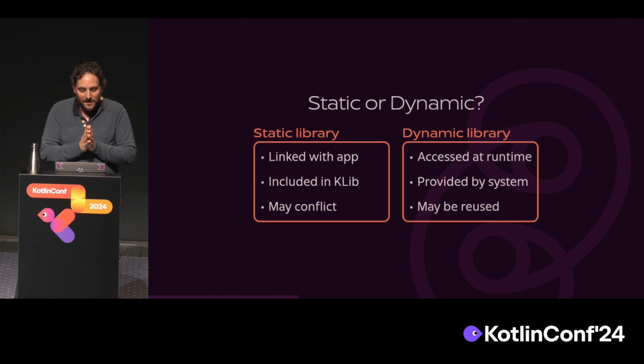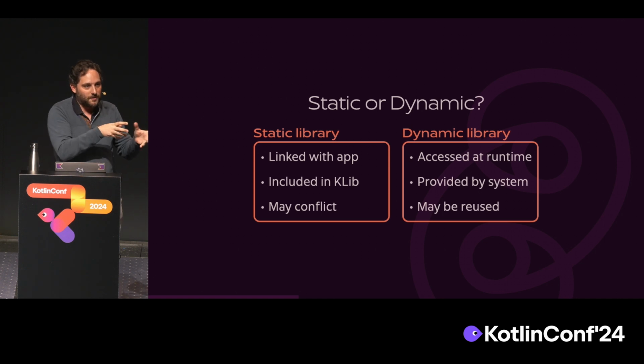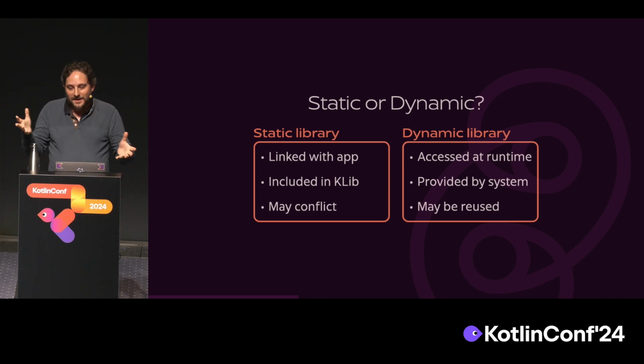So static libraries are linked with the application and included in the klib. So they're included with your library. Whereas dynamic libraries are accessed at runtime, they are provided by the system, and they may be reused. For example, there's only one OpenSSL in your Linux distribution because there's no need to embed OpenSSL in every executable that uses it, because it's a big library and it can be reused between executables.